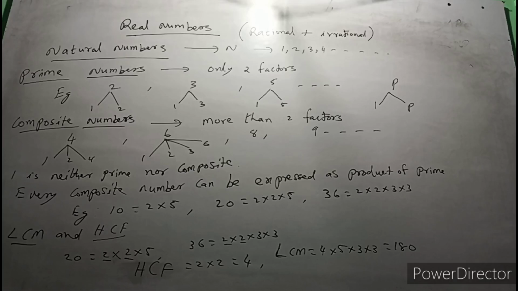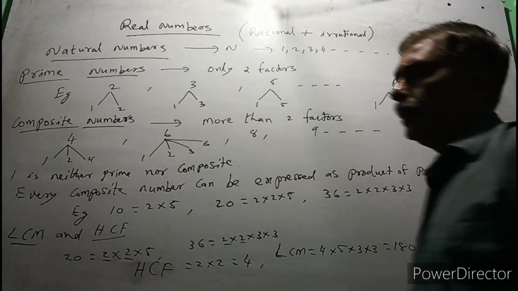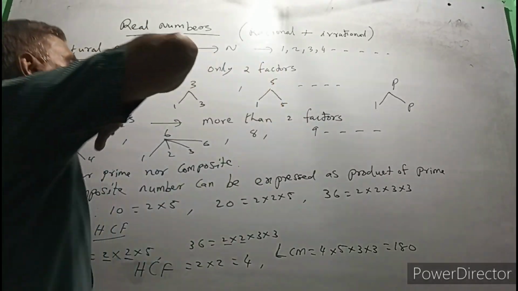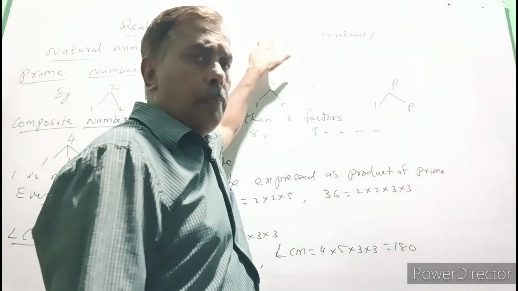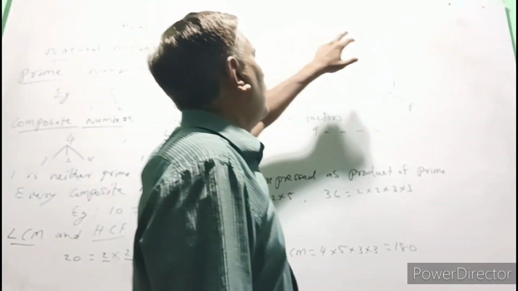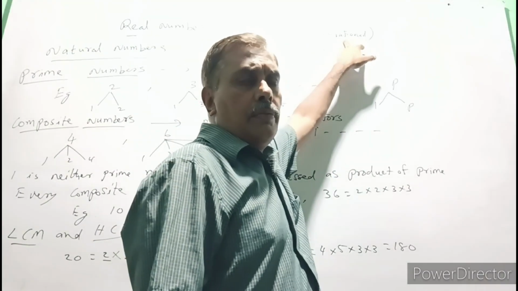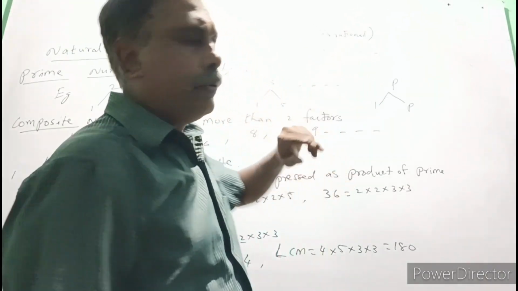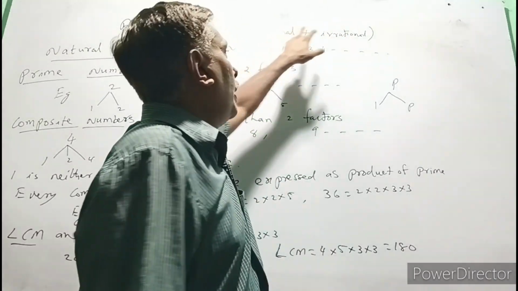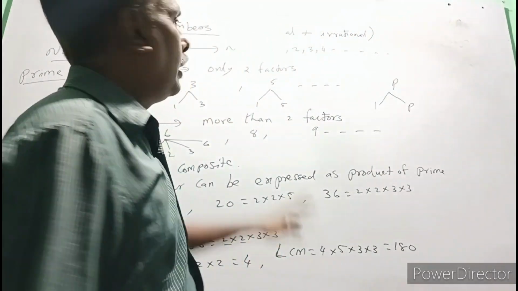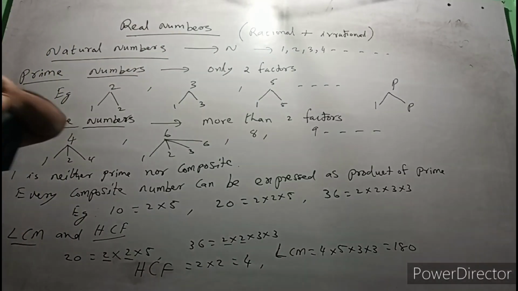So let us see what are real numbers. In 9th standard and 8th standard, you studied about rational numbers in the form of p by q, irrational numbers which cannot be written in the form of p by q, and we also studied how to denote both of these numbers on a number line. The number line is also called the real number line.